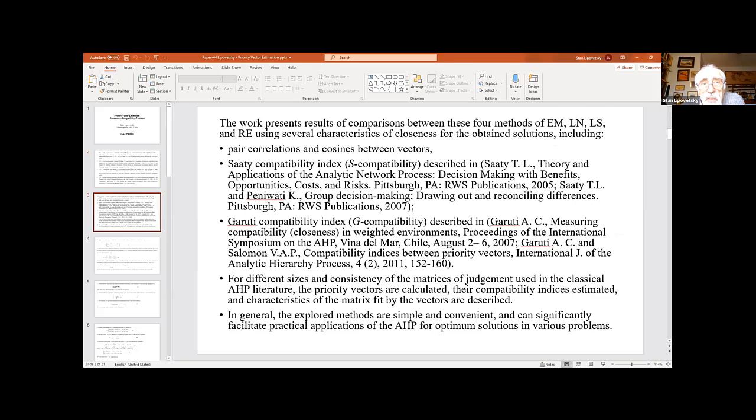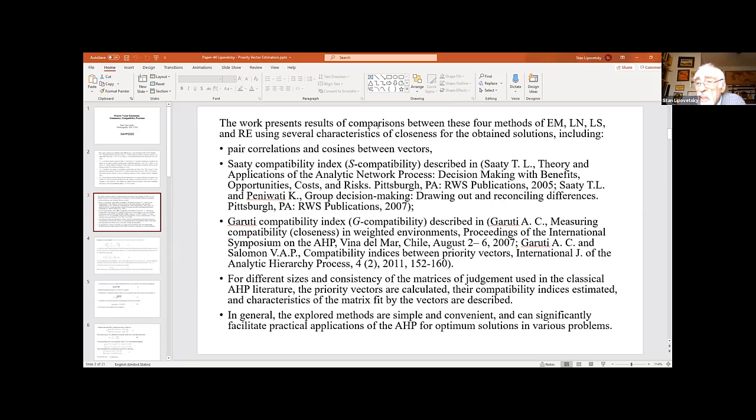Okay, so how to compare several solutions? Suppose we obtain those four solutions by those four techniques. Are they comparable at all? And what to apply to see, by some simple index or measure, whether they are similar or not? First is, of course, regular pair correlations or cosines could be used. Mostly they produce the same results, so we can use one of them.